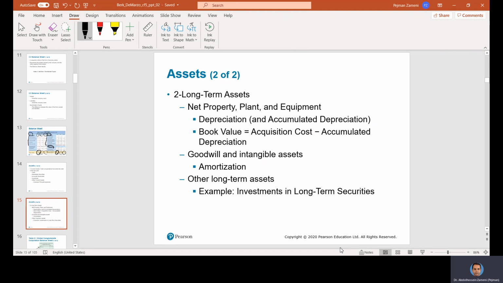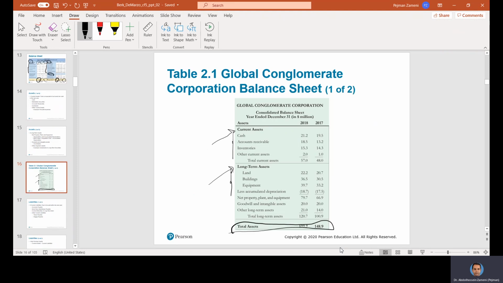Also under the long-term assets, we have goodwill and intangible assets, like the brand of the company. Amortization looks like depreciation, but for intangible assets. And other long-term assets, for example, investment in long-term securities, will come under the long-term assets. That's an example for the company.